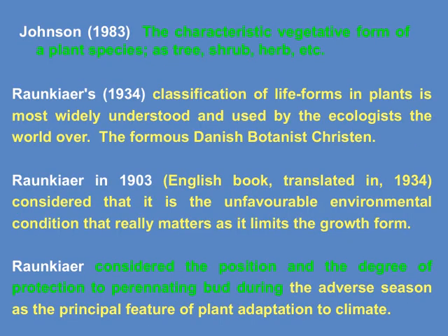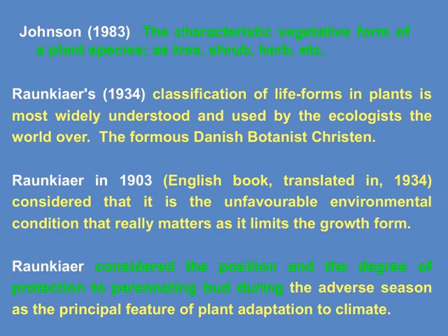Let's take a closer look at some fundamental concepts about plant forms. Johnson in 1983 described the vegetative form of a plant species as its characteristic appearance, such as being a tree, shrub, or herb. These forms are essential because they reflect how plants adapt to their environment.